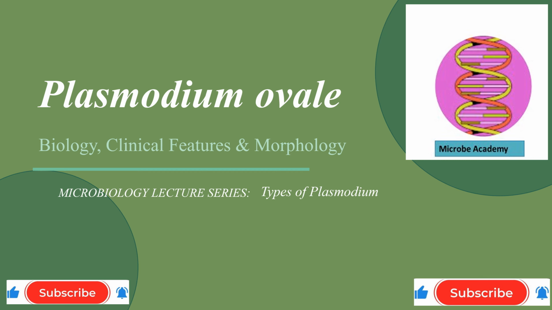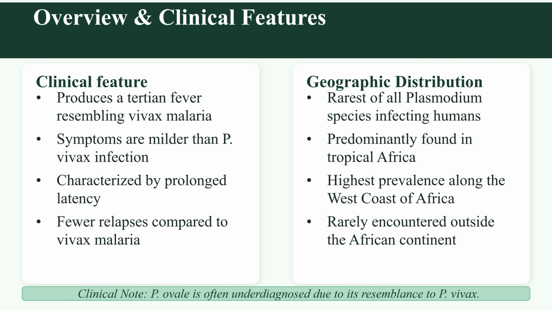Now let's begin about the Plasmodium ovale. Okay, now let's start from the geographical distribution of the parasite. The Plasmodium ovale is the rarest of all Plasmodia infecting humans and is seen mostly in tropical Africa with the highest prevalence along the west coast of Africa and is rarely encountered outside the African continent.